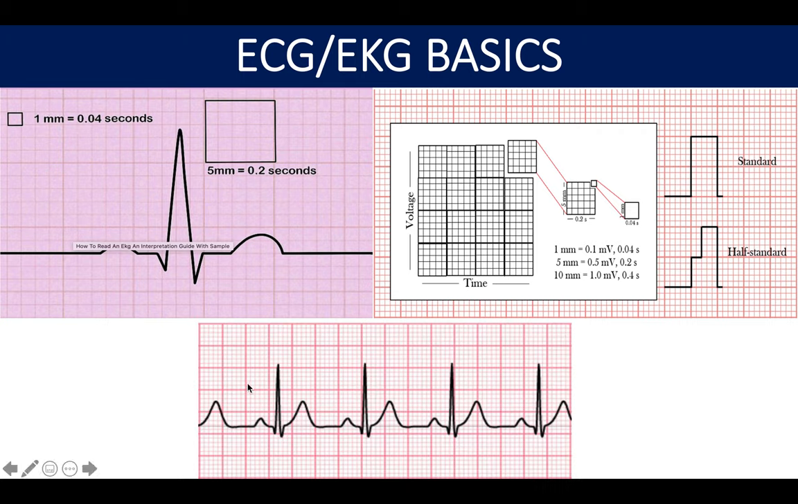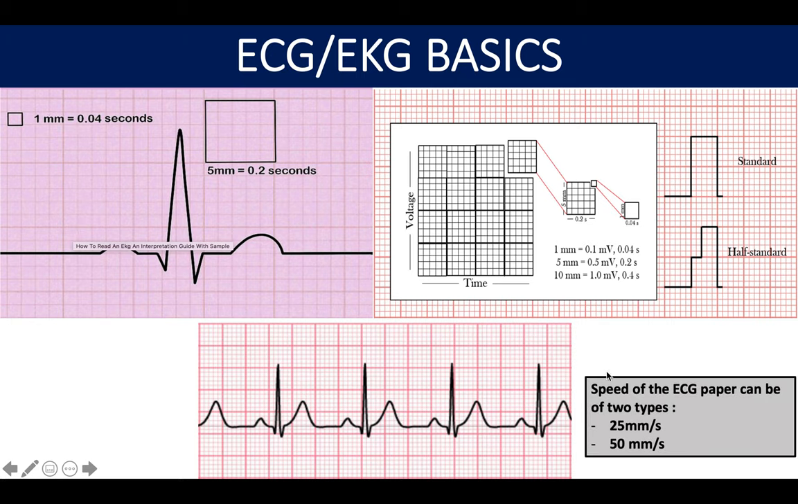So on the graph you can see, if I were to calculate the boxes here, we know each small box is 0.04 seconds, making one whole big box equivalent to 0.2. So if we were to calculate the RR interval, the time between this R peak and this R peak, we have three big boxes, so 3 times 0.2 is 0.6, plus 3 small boxes, 0.04 times 3, is 0.12. So 0.6 plus 0.12 makes 0.72, which is a normal RR interval.